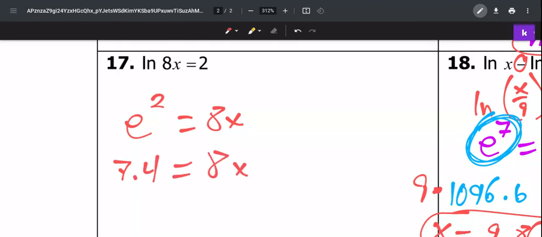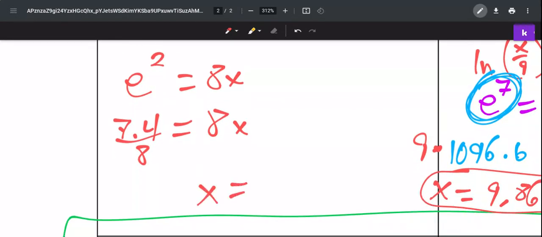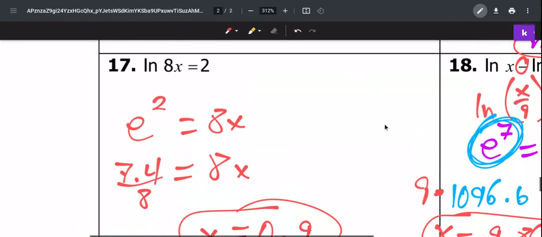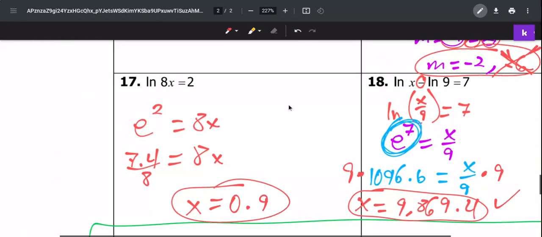If I divide by 8 on both sides, I get x equals 7.4 divided by 8, which is, let's just round up to 0.9. It'll be okay. So that gives you an idea of what type 2 looks like. The only thing about type 2 you have to watch out for is that natural log means we're going to have to make the base for our exponent e.